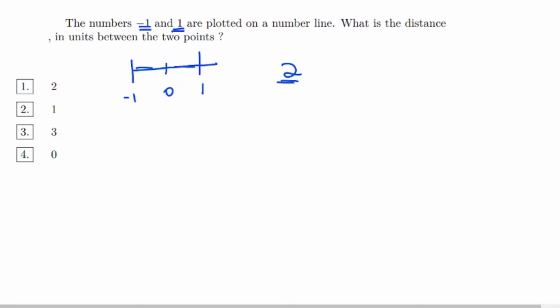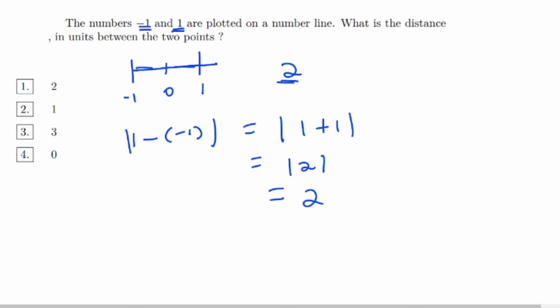And the other way to do it, which helps when you're working with bigger numbers, is you could say 1 minus -1. So it's the number on the right minus the number on the left. And in this case, this turns into a plus. So you have 1 plus 1, which is the absolute value of 2, which is 2. So this is the correct answer.